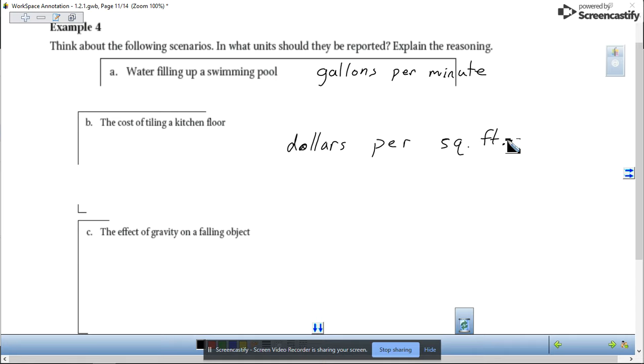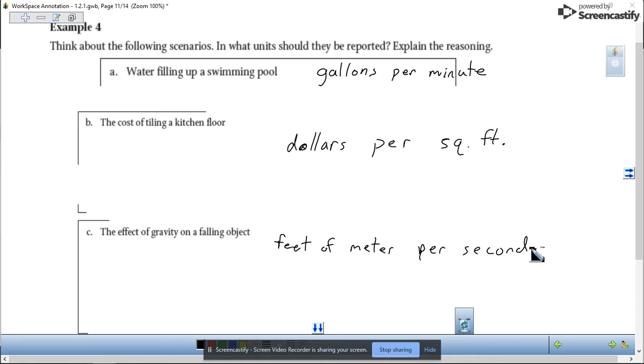The effect of gravity on a falling object. If you did a whole lot in science, you probably dealt with some gravity type stuff, but you can measure in either feet or meters, depending on whether you're going customary or metric. And then generally things are falling pretty quick, so you don't have stuff that's falling for minutes or days or hours at a time. So usually it's feet or meters per second. Okay, and it just depends on how far something's falling.